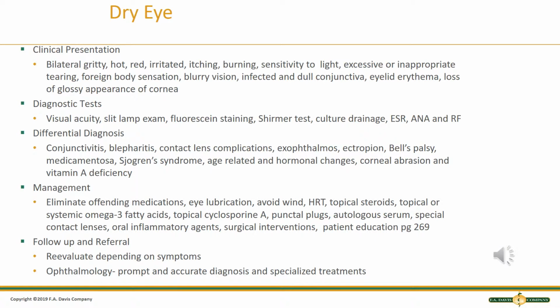As far as your tests, some of these tests can be done in the primary care setting, the visual acuity or the fluorescein staining. You could do a culture if there's drainage, and you can definitely draw some labs. The slit lamp exam and the Schirmer test, I believe, would only be done in an ophthalmology office. The Schirmer test quantifies lacrimal production. That's not one I'm as familiar with.